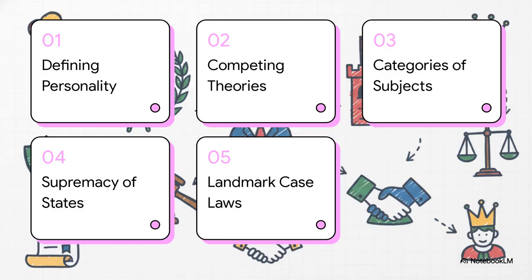Here is our roadmap for building a high-scoring essay. We'll start by defining legal personality, contrast three competing theories, break down the categories of subjects, examine state supremacy, and finish off with some landmark case law.